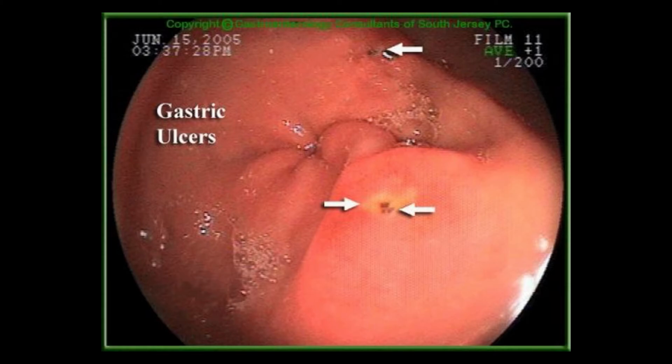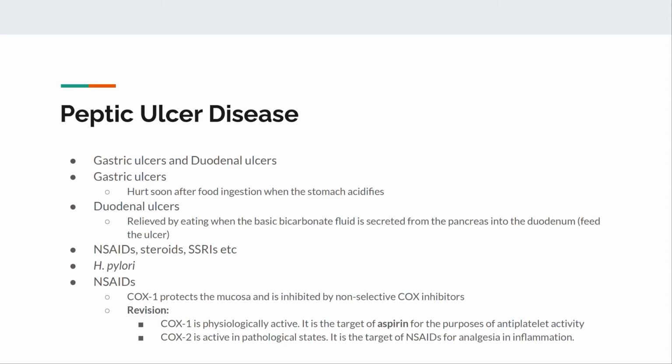Let's talk about ulcers. So peptic ulcer disease is the umbrella term for both gastric and duodenal ulcers. And the key thing to know is that gastric ulcers hurt as soon as you eat, more or less, because there's stomach acid being released when the food is going down. Whereas duodenal ulcers, when you eat, they end up getting relieved because you get the release of that bicarbonate fluid, which is soothing to the duodenum. And that's where the old statement, feeding the ulcer, comes from. So food makes gastric worse, but it makes duodenal better.